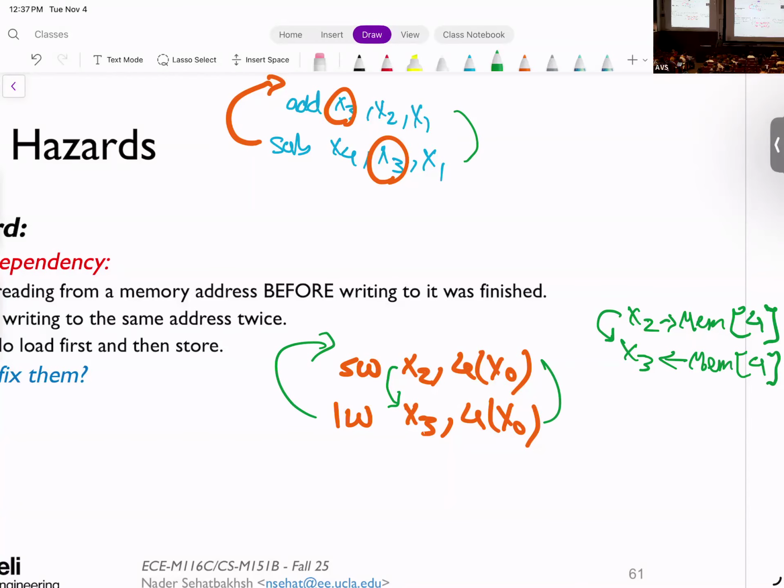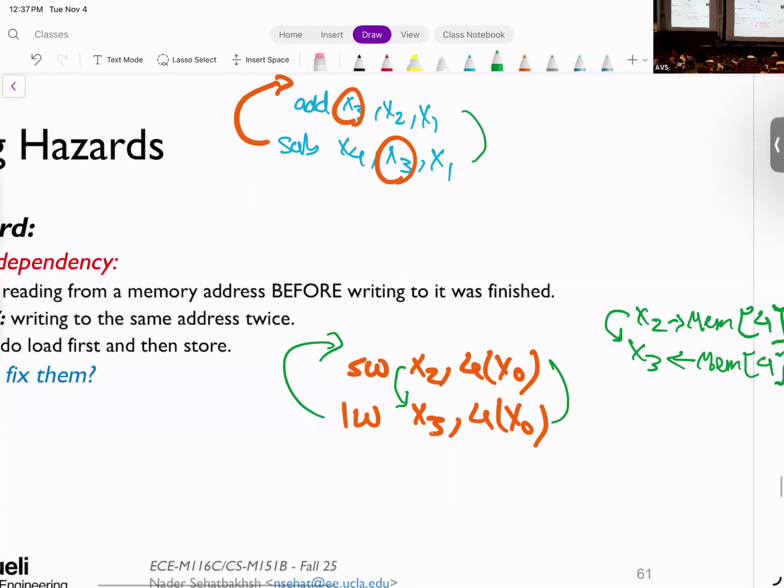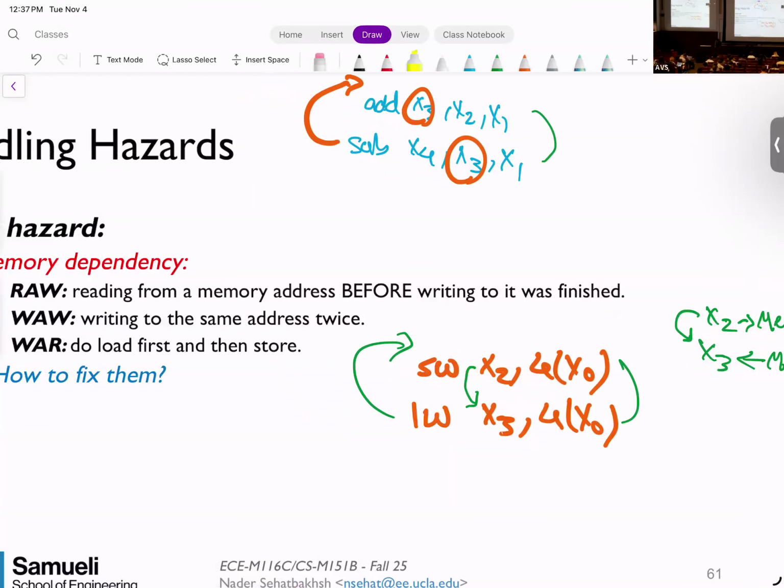But the challenge here is that for this particular case, it's easy to detect that these are the same addresses. But what if, for example, the first one had been something like x1? If I have a scenario like this, do you think we have a dependency or not? Who thinks we don't have a dependency?